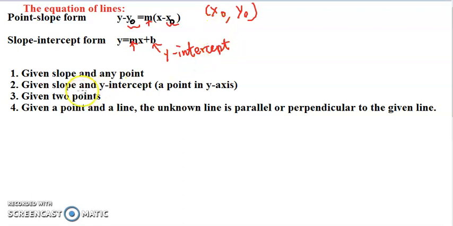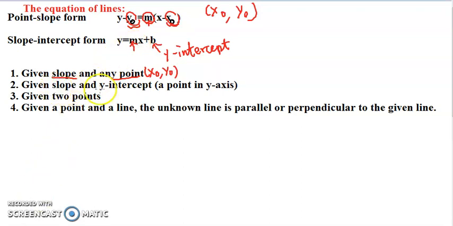in the y-axis. So there are four types of questions we do to find the equation. Suppose we're given the slope and any point, and it would be easier just to plug into the first formula, because m is given, and x0, y0 is given as this point. And I'm not saying you cannot use the second form. If you have learned other ways to use the second form to do the problem, you can.